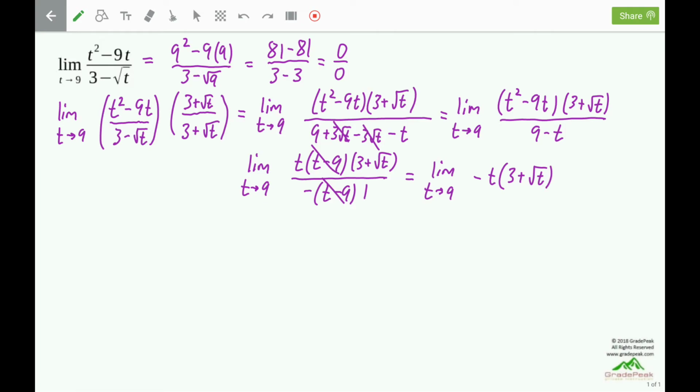Since I no longer have the 0 over 0, I can now plug the 9 in for each of the t's. I will have negative 9 times 3 plus the square root of 9. It's going to be negative 9 times 3 plus the square root of 9, which is a 3, which is a negative 9 times a 6, which is a negative 54.